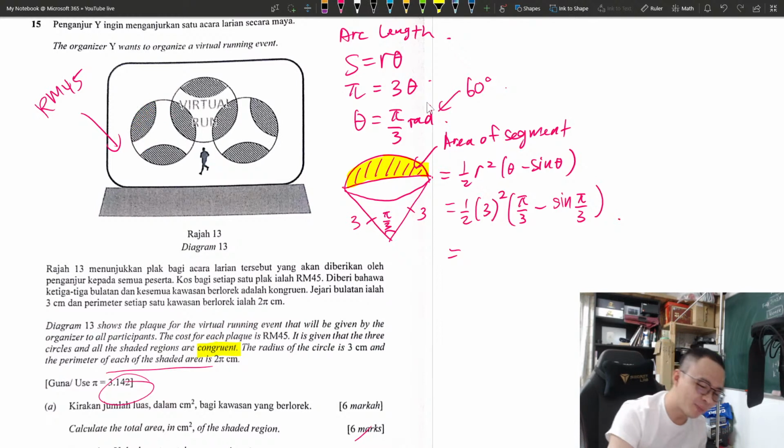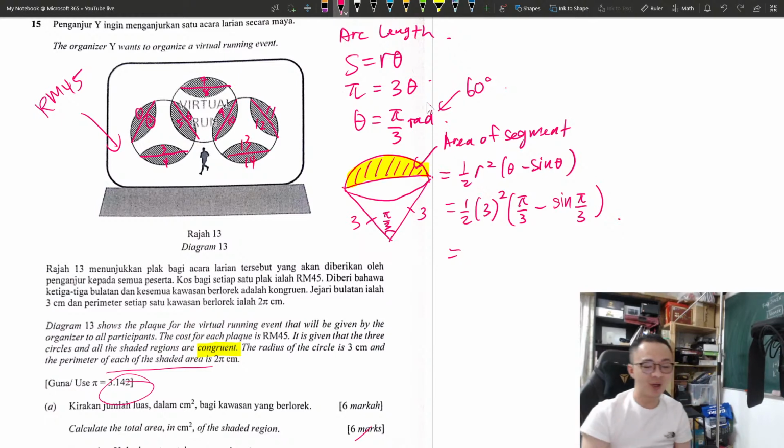So therefore, I will separate this one, because this one is considered one segment, 2, 3, 4, 5, 6, 7, 8, 9, 10, 11, 12, 13, 14. So I have 14 segments. As long as I can find one of them, because they are congruent, then I can just times 14. Then I get the total area of the shaded region. Okay, this is how we'll do it. But let's type everything in the calculator.